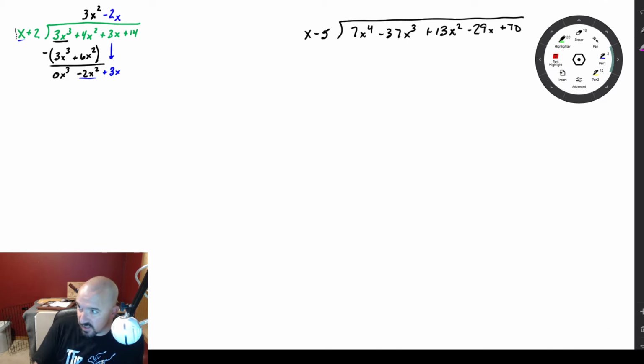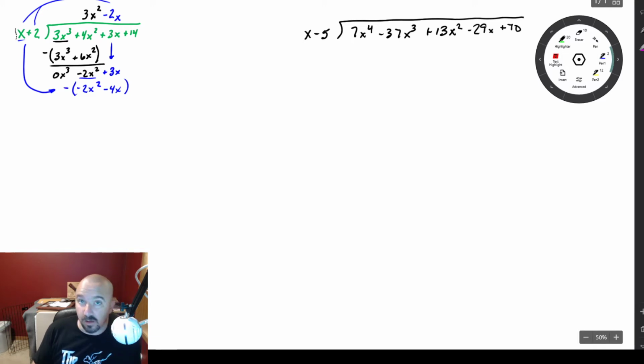So, just like before, we distribute through, and now we're going to bring down to the next level. Negative 2x times x is going to give us a negative 2x squared. And then negative 2x times a positive 2 is going to give us a negative 4x. Parentheses, because we're subtracting off all of the value.